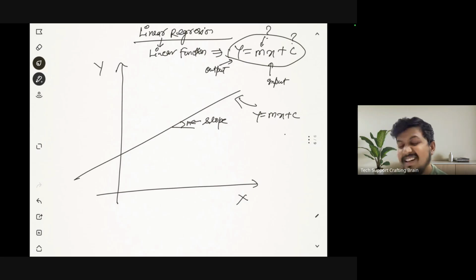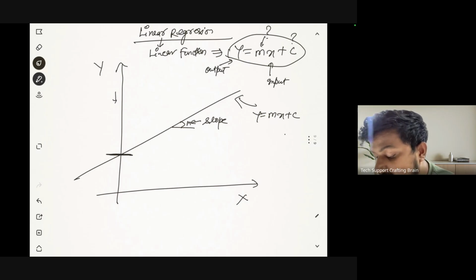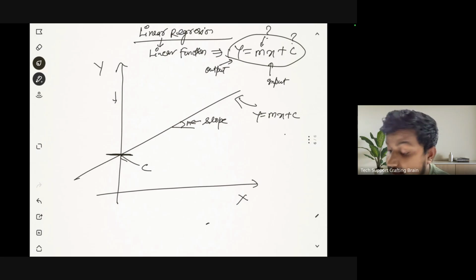So what I told you is that m is the slope. Slope means the angle of the line. And what is the c value right now, guys? The c value is the place where the line cuts your y-axis. This is your y-axis. So the y-axis is getting cut at this point, and this value becomes our c. c is called the intercept, guys.